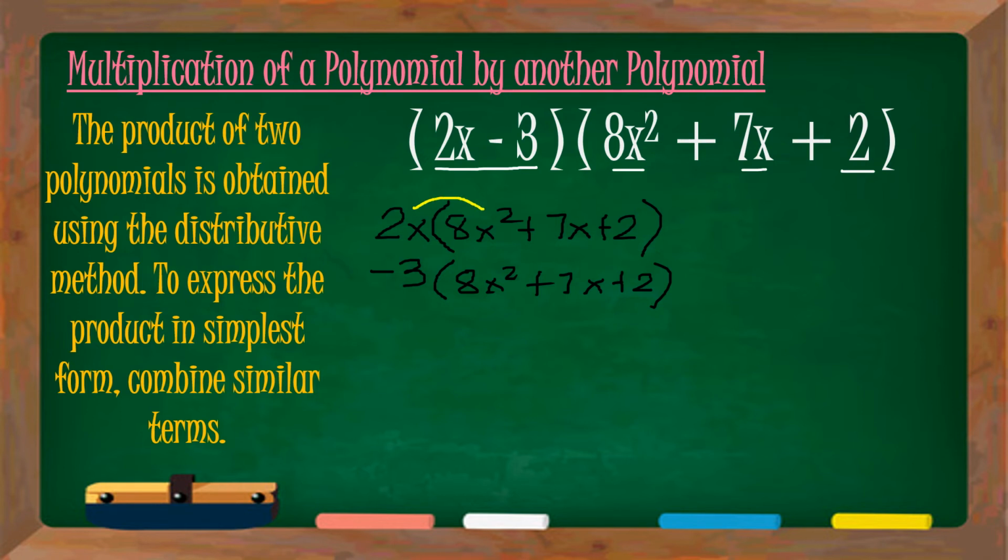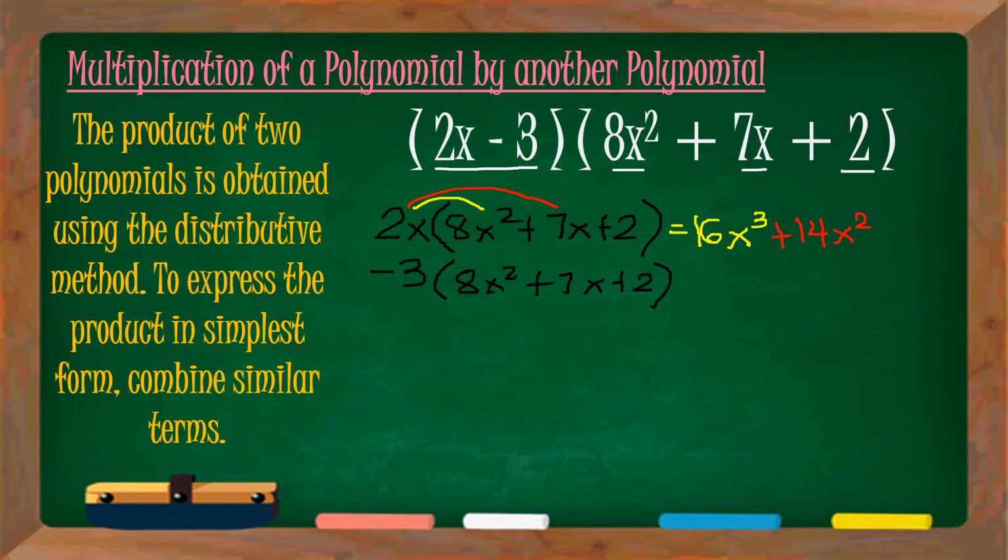So, 2x times 8x, the answer is 16x to the third power. Okay, next. After 8x, doon naman sa next niya, we have 2x times positive 7x. So, we have positive 14x to the second power.